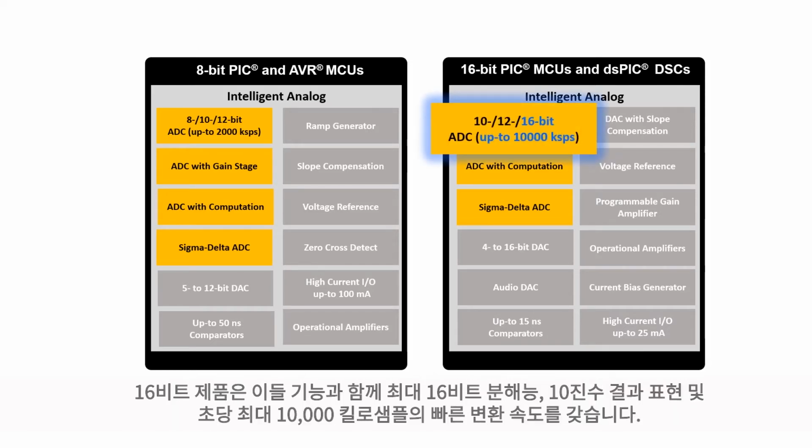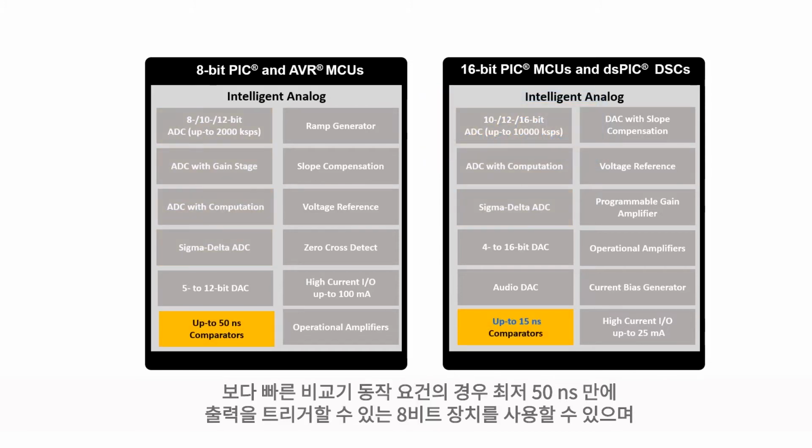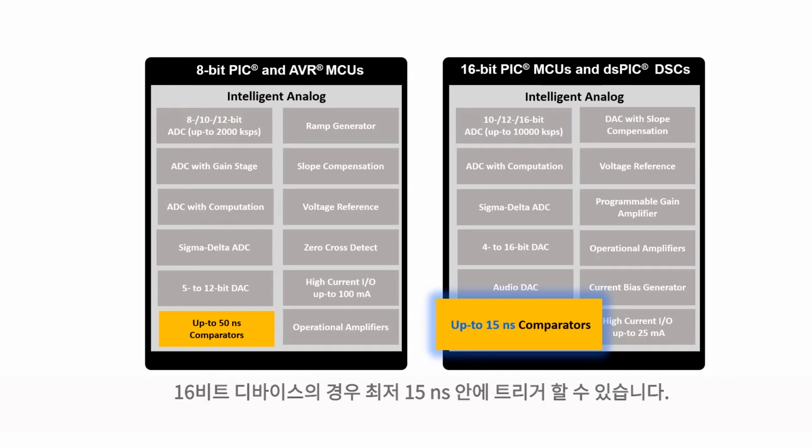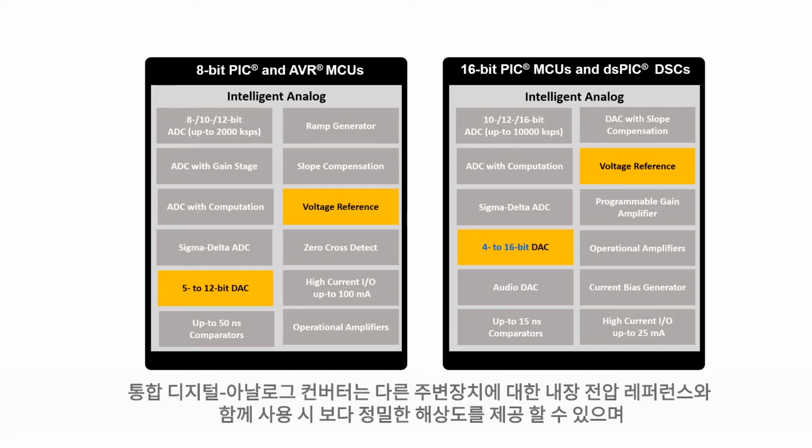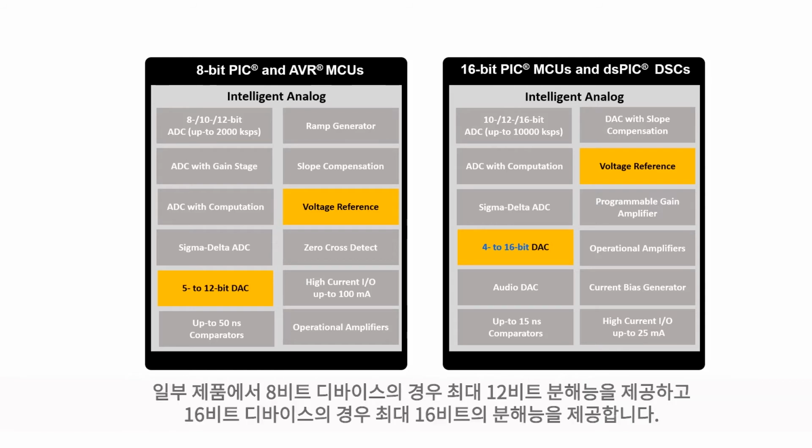16-bit products add to these features with up to 16 bits of resolution, decimal result representation, and faster conversion rates of up to 10,000 kilosamples per second. Faster comparator operation requirements can make use of 8-bit devices which can trigger an output in as little as 50 nanoseconds, with 16-bit devices able to trigger in as little as 15 nanoseconds. Integrated digital to analog converters can be used to provide a finer resolution when used with on-chip voltage references to other peripherals, with 8-bit devices providing up to 12 bits of resolution and 16-bit devices providing up to 16 bits of resolution on select products.